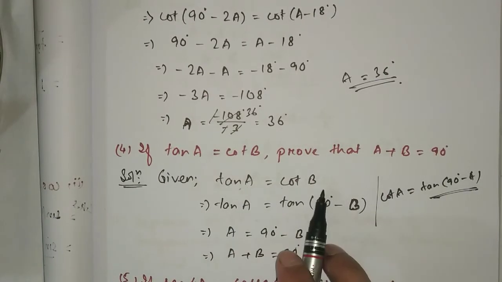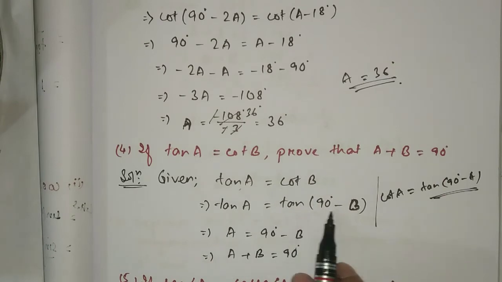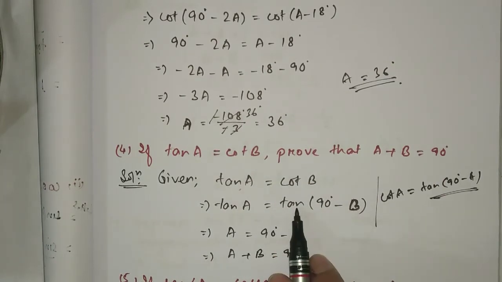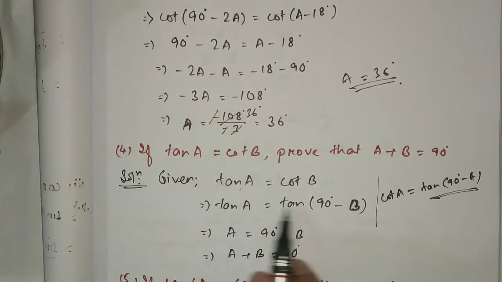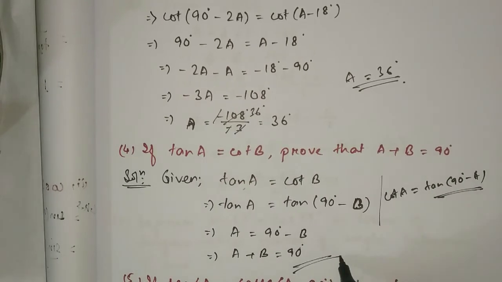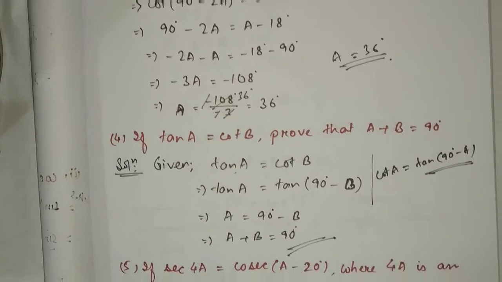So what we do is, in place of cot B, we replace this by tan(90 minus B), and then we equate the angle part of this equation, that is A is equal to 90 minus B. We take this minus B to the left hand side, it becomes plus B, and thus we get A plus B is equal to 90 degree. This simple.